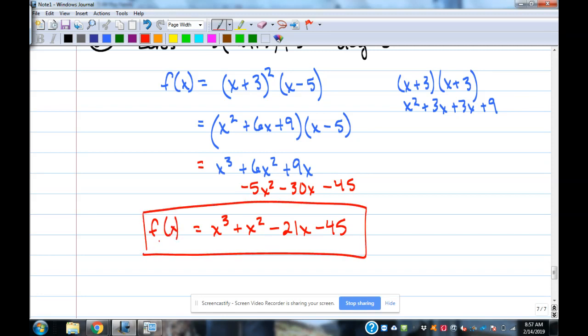Degree 3, check. How can we verify it's got the right zeros? Graph it. What do we know it's going to do at negative 3? It's going to bounce off. You're going to touch the x-axis, and it's going to come down and bounce off of it, come up and bounce off of it.